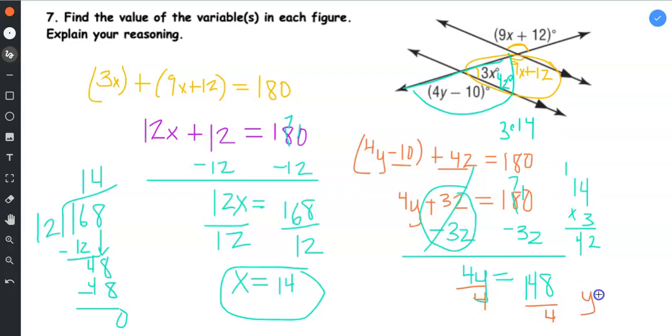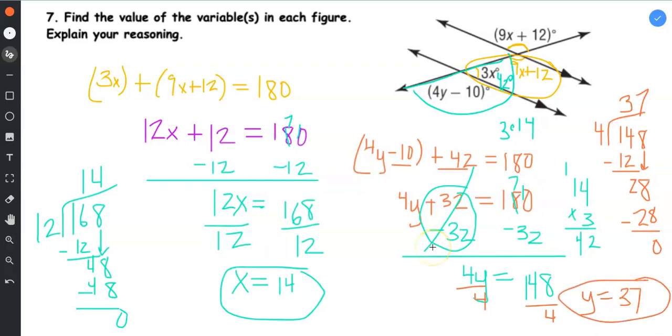And to get my quotient, I'm going to use long division. So I take 148 and divide it by 4. Now 4 goes into 14 3 times. 4 times 3 is 12. And I get a remainder of 2, bring down the 8. 4 times 7 is 28. Remainder 0 here. So I get this quotient to be 37.